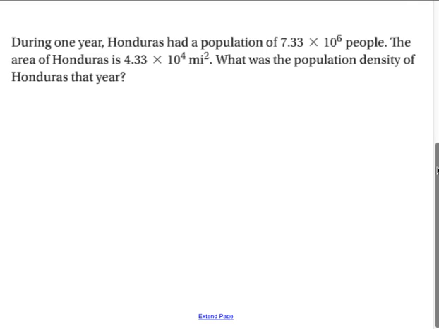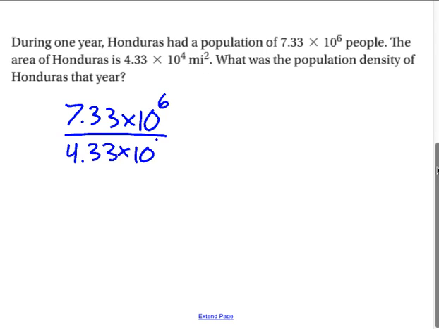All right, during 1 year, Honduras had a population of 7.33 times 10 to the 6 people. The area of Honduras is 4.33 times 10 to the 4 miles squared. What is population density? Okay, so density, or population density I should say, is people per mile. Okay, how many people are there per mile? So that's how I'm going to write this. 7.33 times 10 to the 6. We have the number of people, and then divided by the number of miles that we're talking about.